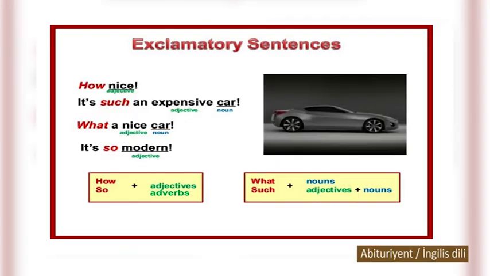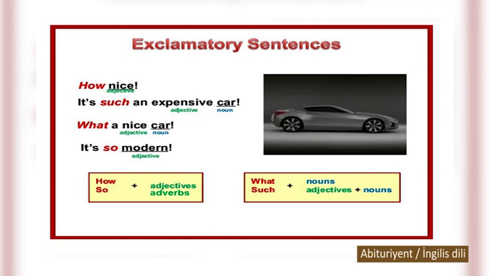How nice. You see a car, your friend has bought a car, and you see the car and say, oh, how nice, yeah, or how nice the car is. It is such an expensive car, you see, such an expensive car. Why article here? Because car is countable noun and it is in singular. You see, adjective plus noun. Then, what a nice car.